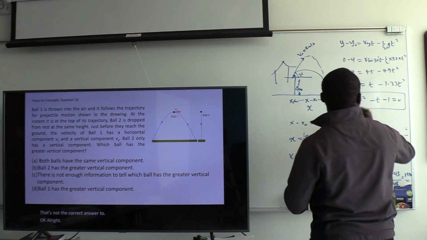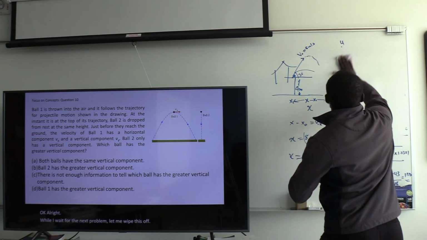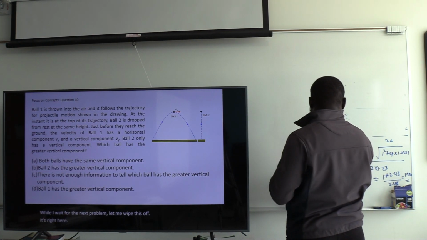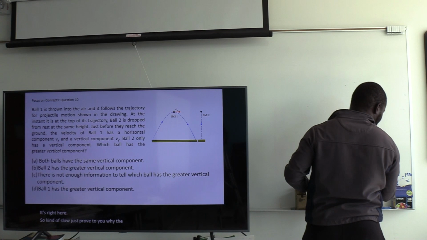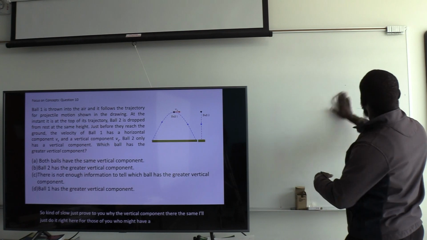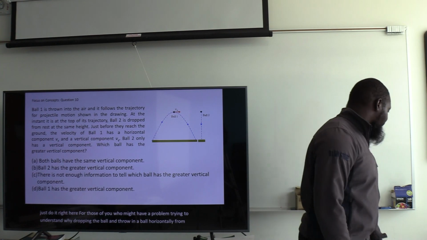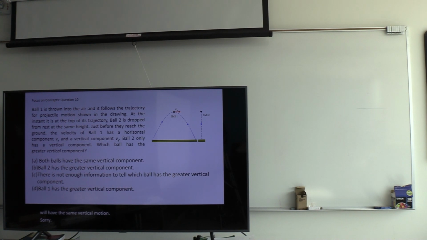While I wait for the next problem, let me wipe this off. It's right here. So okay, I can as well just prove to you why the vertical components there are the same. I'll just do it right here. For those of you who might have a problem trying to understand why dropping a ball and throwing a ball horizontally from a height will have the same vertical motion. Let me grab my markers. Sorry about that. It's okay. We're just need these right now for a meeting.